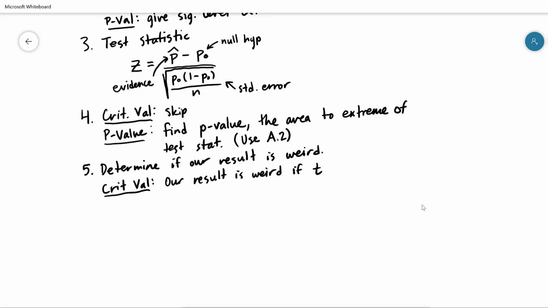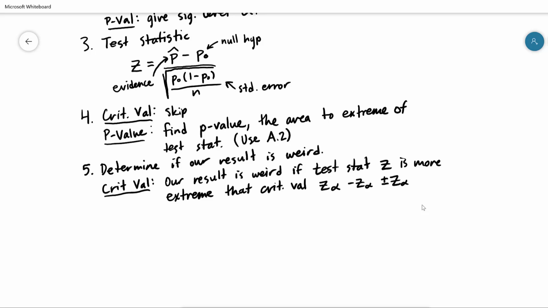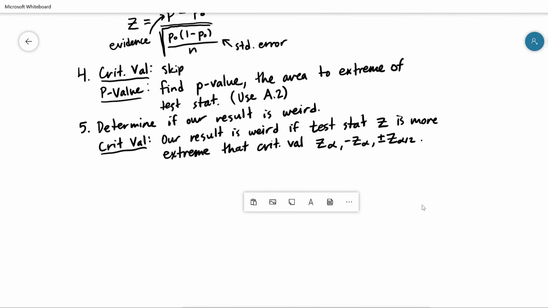the test statistic, which is z, is more extreme than the critical value, which takes the form of either the z sub alpha, the negative z sub alpha, or the plus or minus z sub alpha over 2, depending on, again, whether we're dealing with a left-tailed, right-tailed, or two-tailed case. So we just compare those results in the critical value method case.